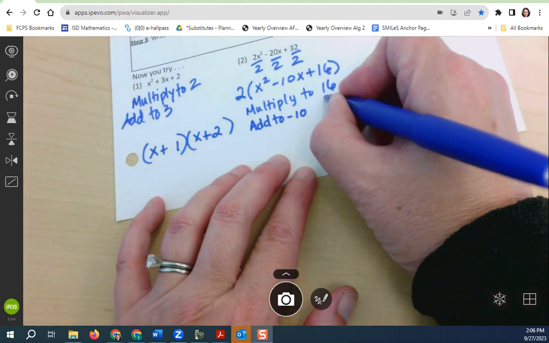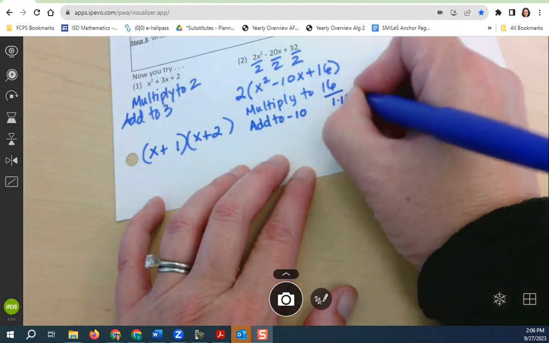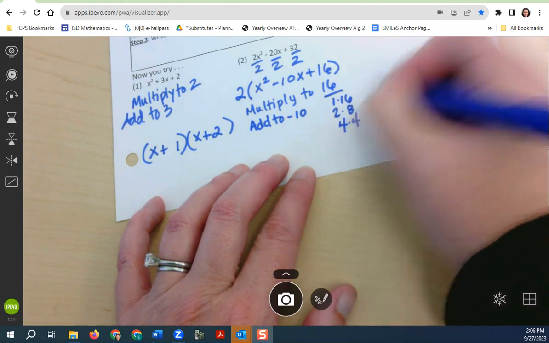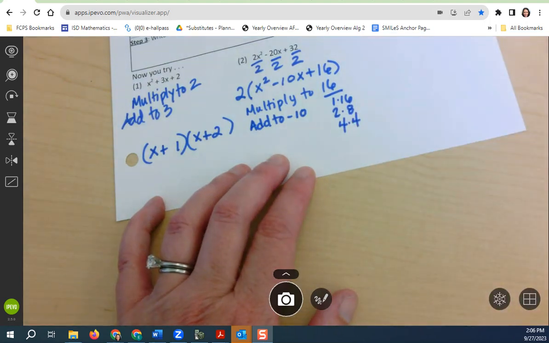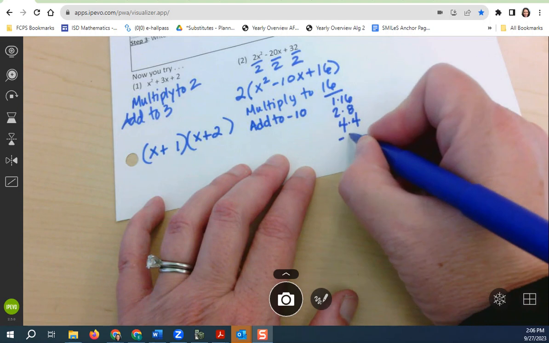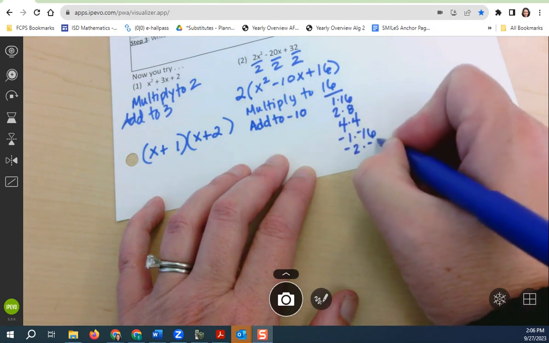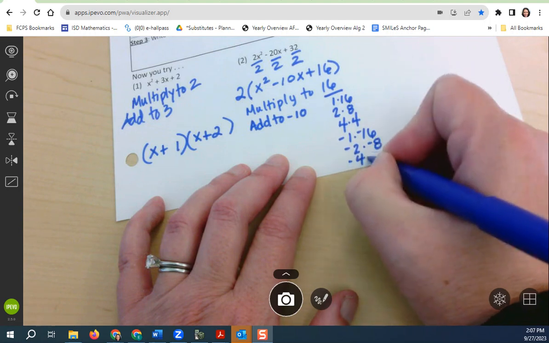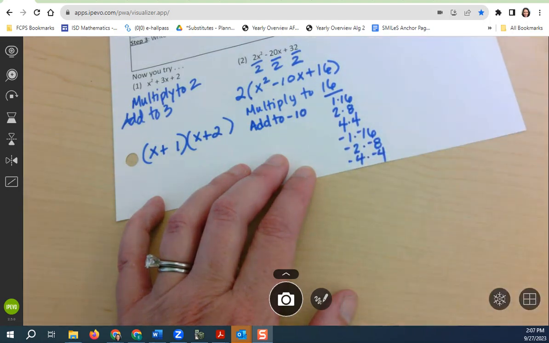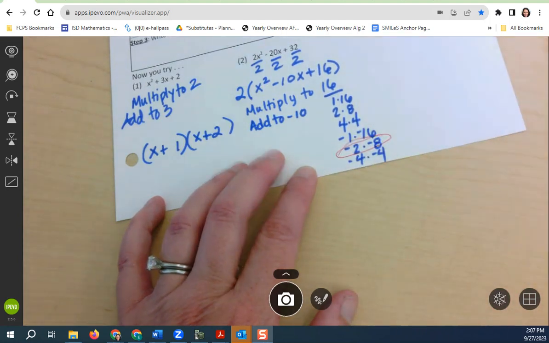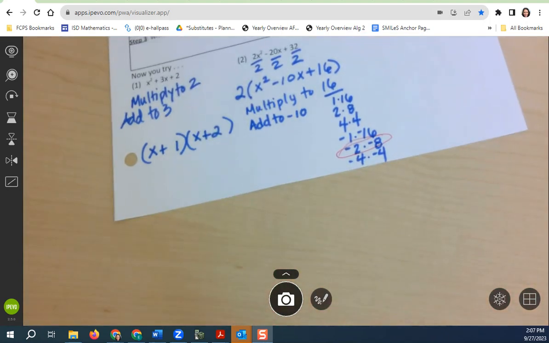So, for the 16, it could have been 1 times 16, 2 times 8, 4 times 4, but none of those added to a negative. So you had to think about the negative numbers. Negative 1 times negative 16, negative 2 times negative 8, and negative 4 times negative 4. And finally, you found these numbers here that add to negative 10.